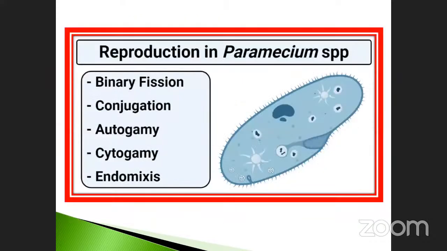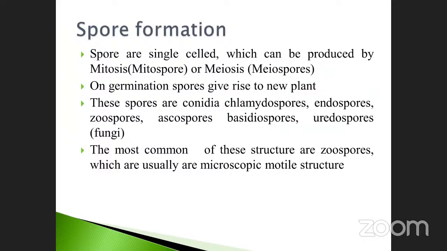So reproduction: binary fission, conjugation, autogamy, cytogamy, and endomixis. I will tell you one by one these things. We will see in the next class.